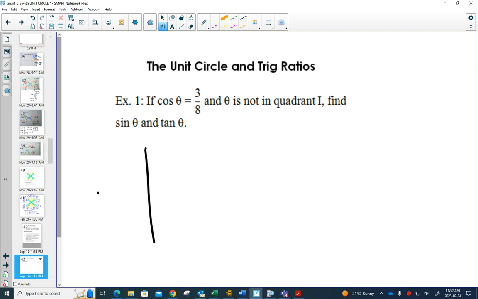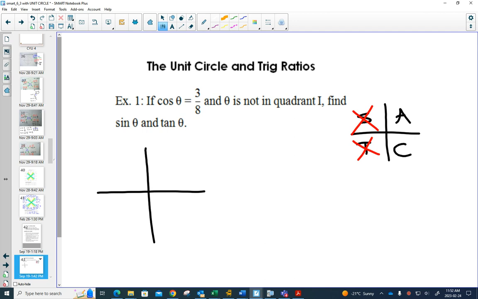So I'm going to draw all 4 quadrants here, and I need to draw a triangle, but according to my CAST rule, where is it going to be? Well, they tell me that cos of theta is positive 3/8. So according to the CAST rule, it can't be in quadrant 2 and quadrant 3, because that's where cos is negative. So it's either going to be in quadrant 1 or quadrant 4, but the question tells me that it's not in quadrant 1, so I can draw a triangle or an angle that ends in quadrant 4.